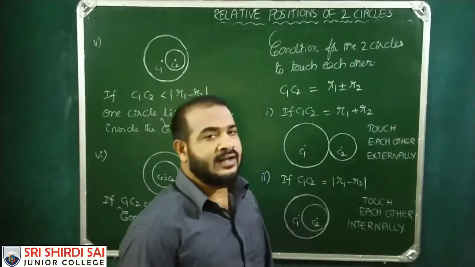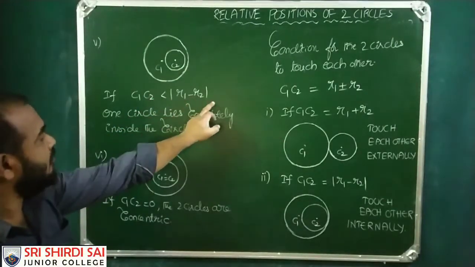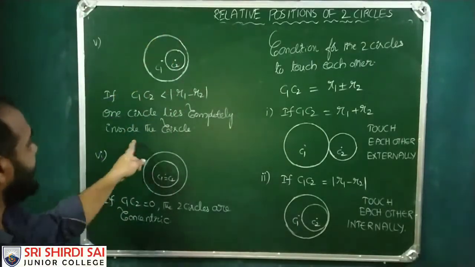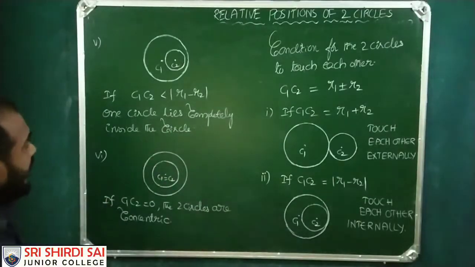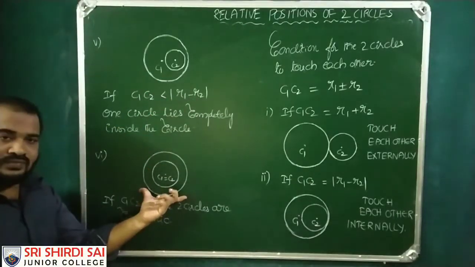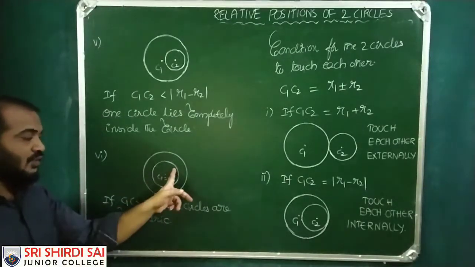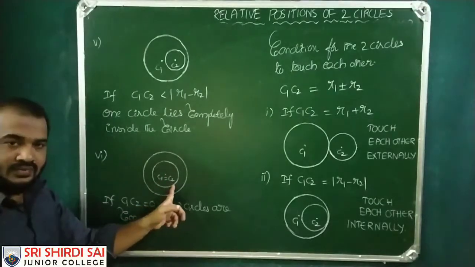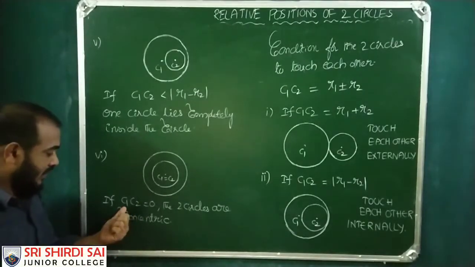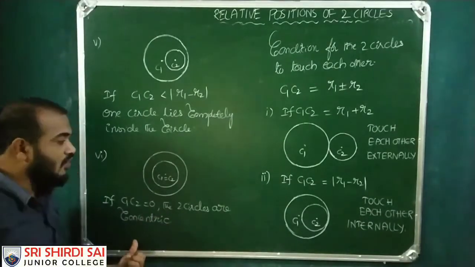The two more remaining conditions: if C1C2 is less than R1 minus R2, one circle lies completely inside the other circle, and here no common tangents are possible. Another case is where the centers are the same. That means if C1C2 equals 0, the distance between the centers is 0, and the two circles are concentric.